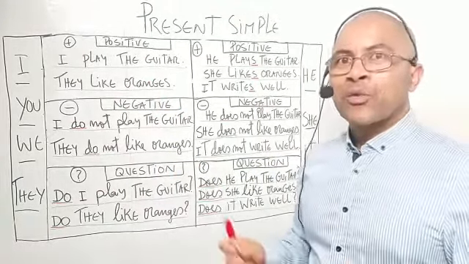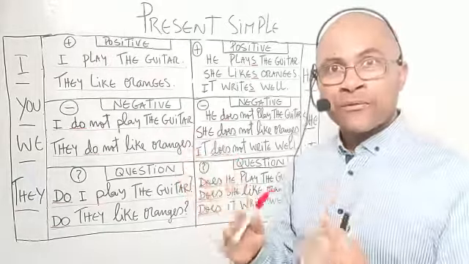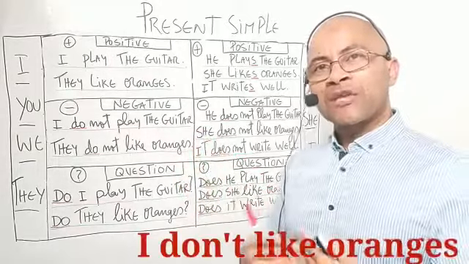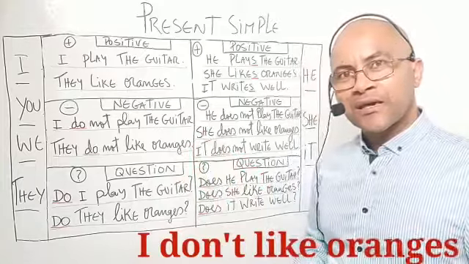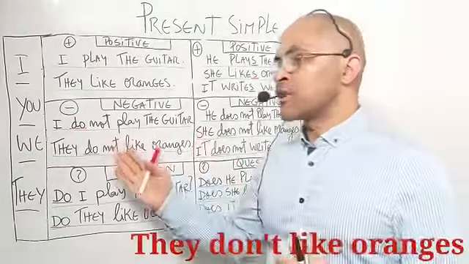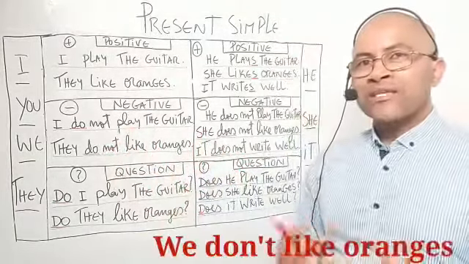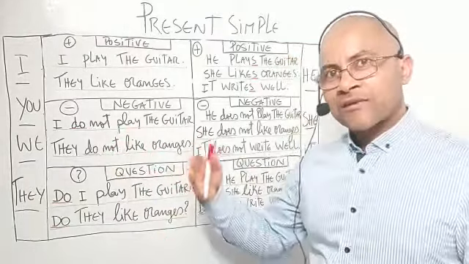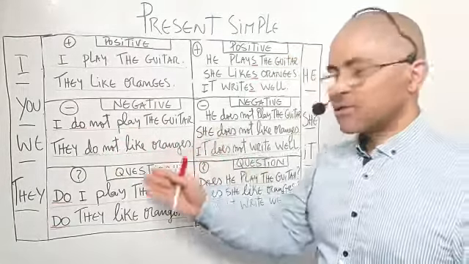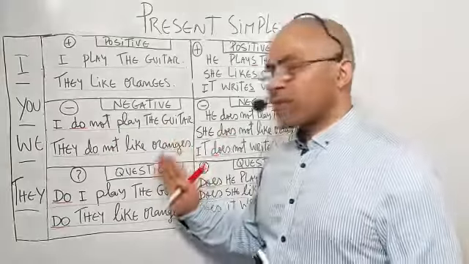Remember, we can have the short form, which is I don't like oranges, or they don't like oranges, we don't like oranges, etc. Our next section is the question.